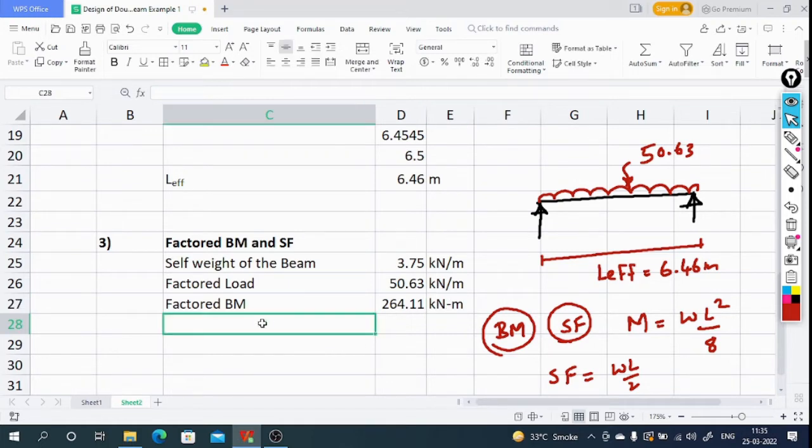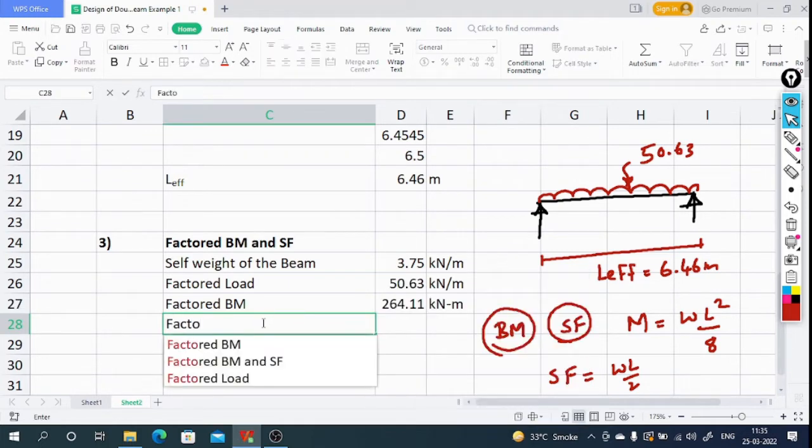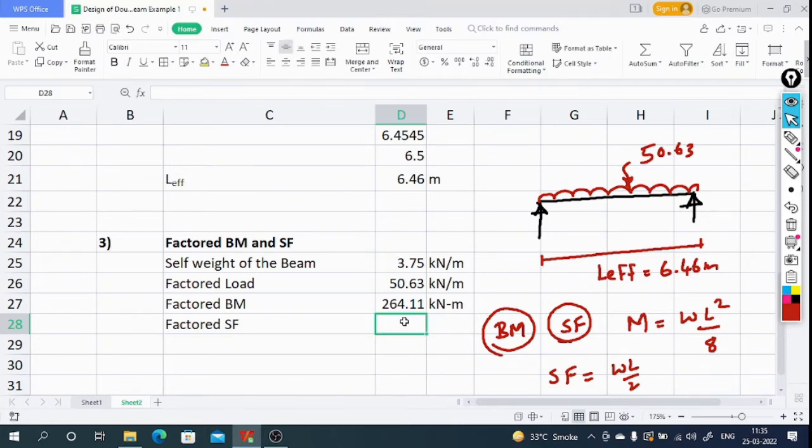We also have to find the factored shear force. We know the formula, factored shear force is WL by 2, where L is the effective span of the beam. W is 50.63 into L divided by 2. The unit of shear force is kilonewton.